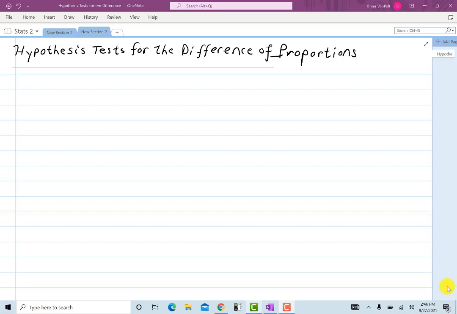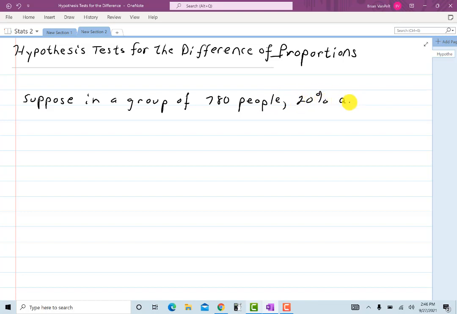So suppose in a group of 780 people, 20% are left-handed. So how many people does that actually represent?